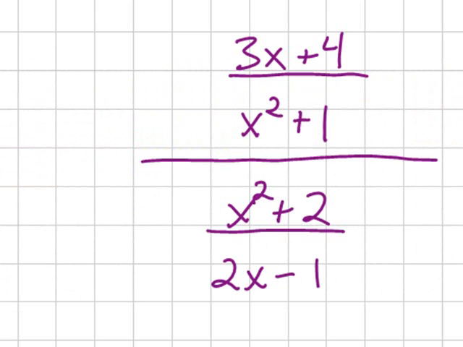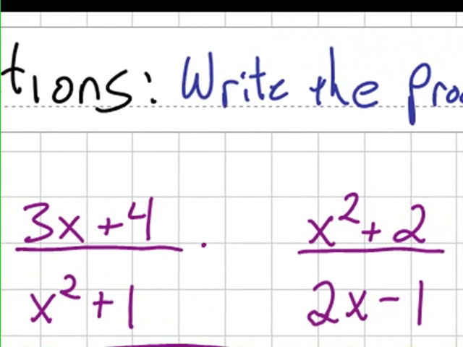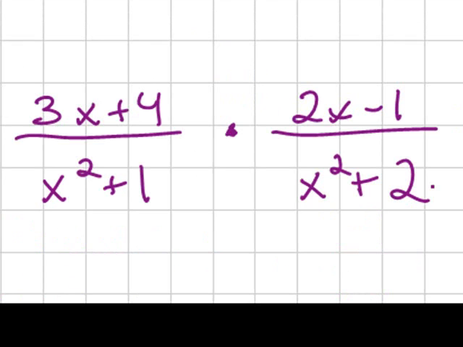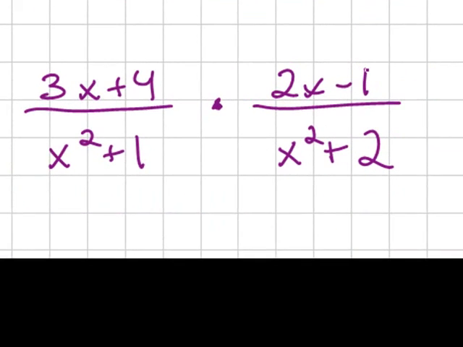Now finding the quotient between two rational functions. 3x squared plus 1 over x squared plus 1, divided by the other rational function, x squared plus 2 over 2x minus 1. This is simply the same as saying the first rational function divided by the second rational function. And if you remember back from when you were dividing fractions, that's the same as saying the first rational function times the reciprocal of the second one, which is what we get here.